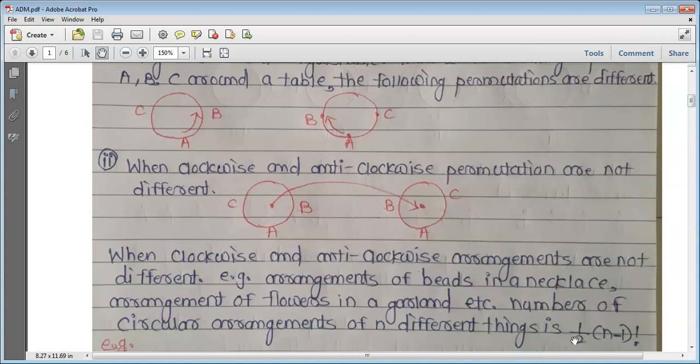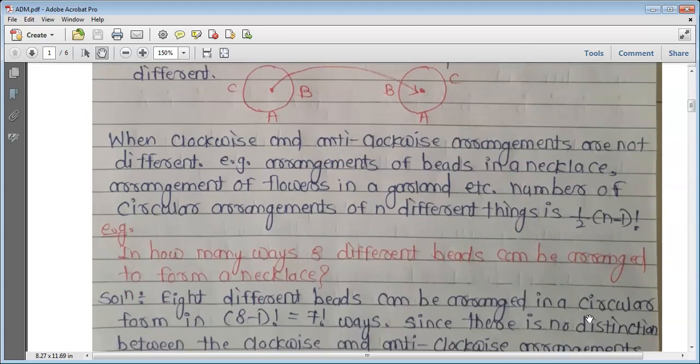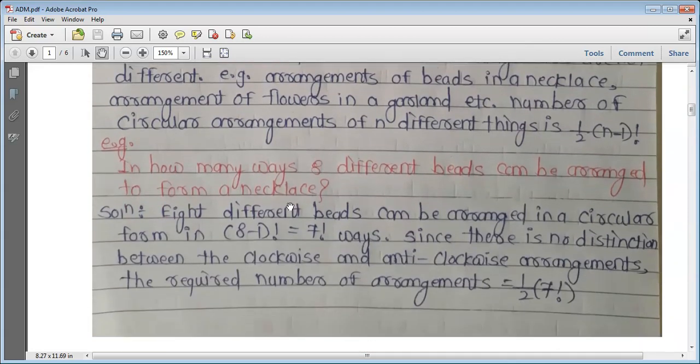Therefore, the number of circular arrangements of n different things, as there is no difference between clockwise and anti-clockwise arrangement, is 1 upon 2 times n minus 1 factorial. As they are circular arrangements, they can be arranged in n minus 1 factorial ways. But here the clockwise and anti-clockwise permutations are the same, so we take only one of them. That's why we divide by 2, which gives 1 upon 2 times n minus 1 factorial. Let us see an example depending on this point.